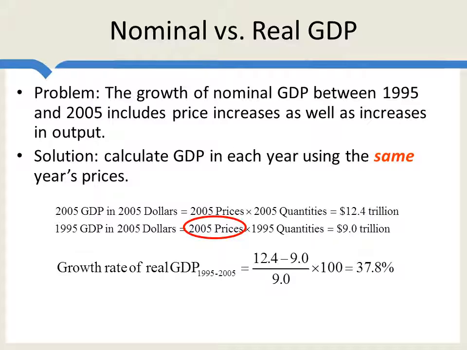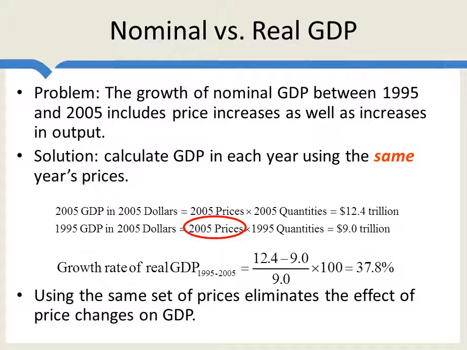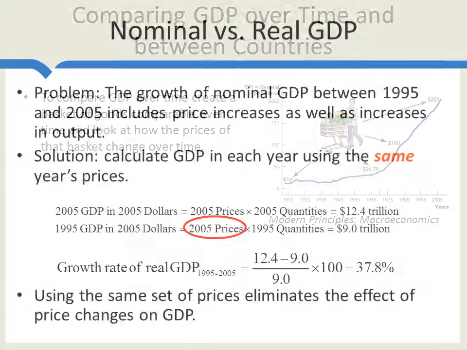So the growth rate of real GDP turns out to be 37.8%. Not bad, but not the 67% that we saw earlier. So the idea here is that using the same set of prices eliminates the effect of price changes on GDP. Let's try the same trick for comparing the economies of two different countries.